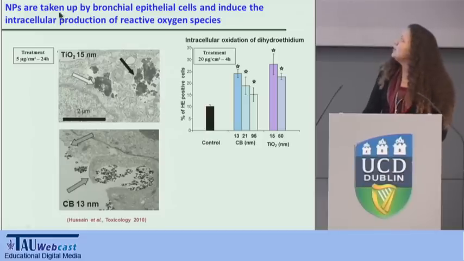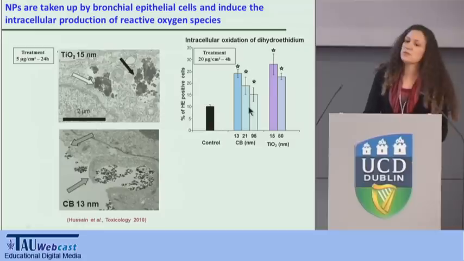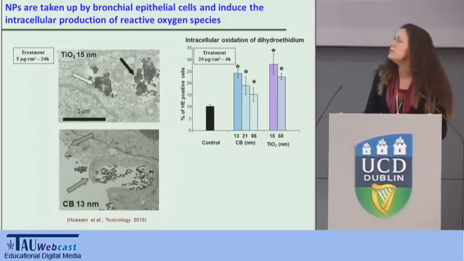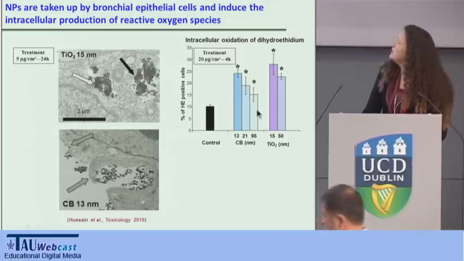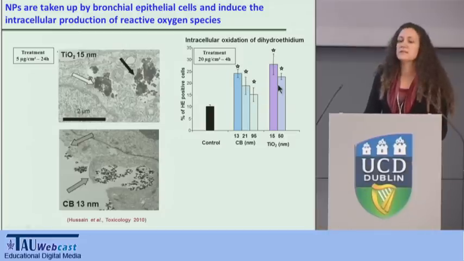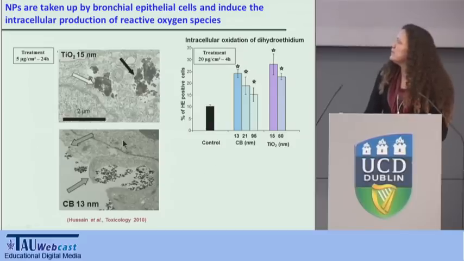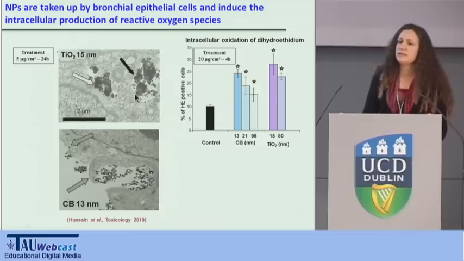These two types of nanoparticles induce the production of reactive oxygen species, as we have seen here by the oxidation of the dihydroethidium dye by flow cytometry. You can see that this effect is size dependent, as the smallest nanoparticles have the highest potential to induce oxidative stress. So even though these particles are present in aggregates, the final biological effect is still dependent on the primary particle size.